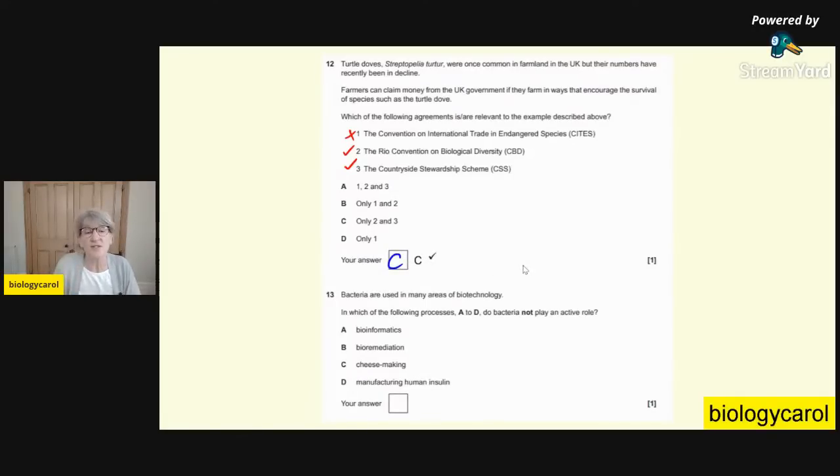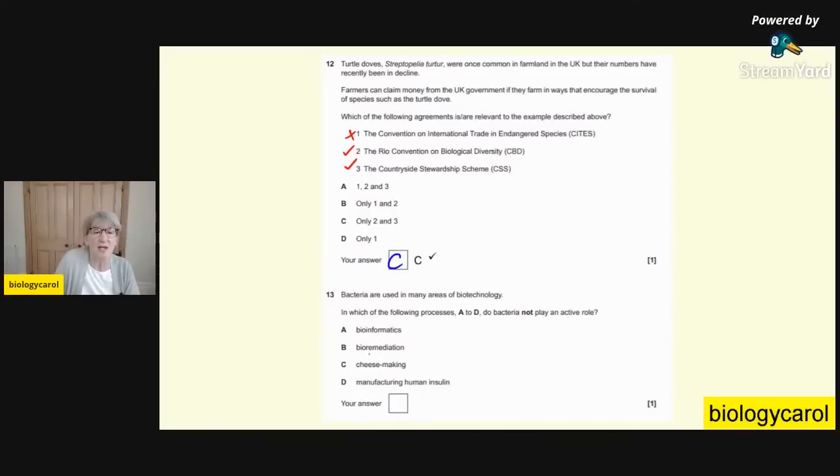In which of the following processes do bacteria not play an active role? Well, this to me is a little bit of a gift of a question, because the first answer I am absolutely confident is not the case, and it is bioinformatics. Bioinformatics is basically the computer data processing of the stupid amounts of data that come out of genomic research into our genome, into all of our genes.